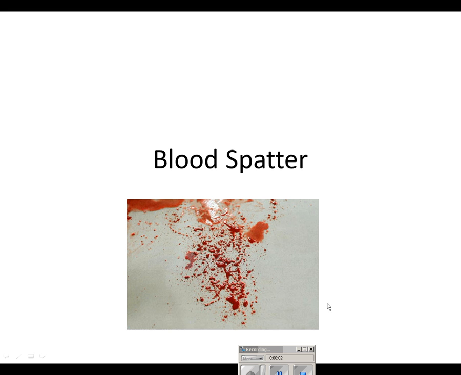Now that you've learned about blood, its composition, and how it reacts, we can actually use it to figure out what happened at a crime scene. Let's look a little more closely at that last point: figuring out how to reconstruct a crime scene and what the blood is actually telling us. And we'll look at blood spatter.